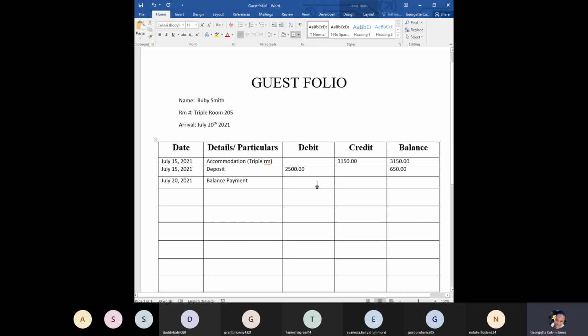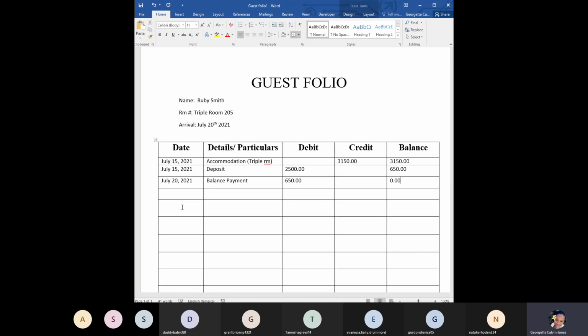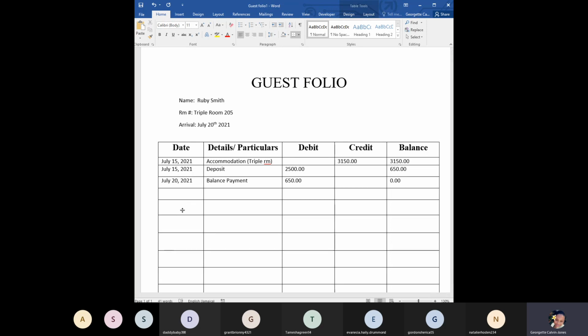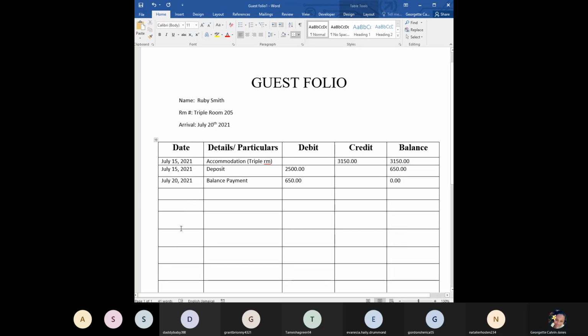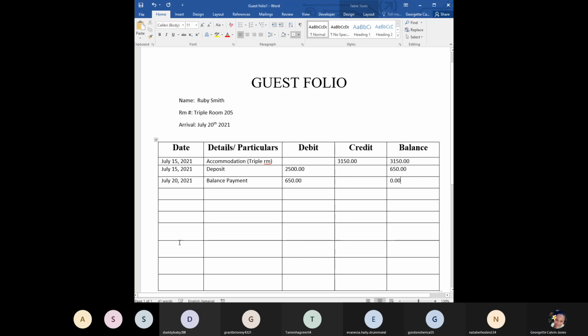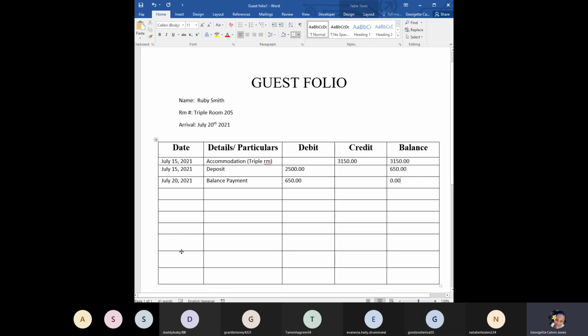All right, and how much is the balance? How much you have for the balance? 650. Right. All right. So the balance on the folio is now zero. All right. So we're on the same page with this part. Everybody understand? Yes, miss. All right, good.